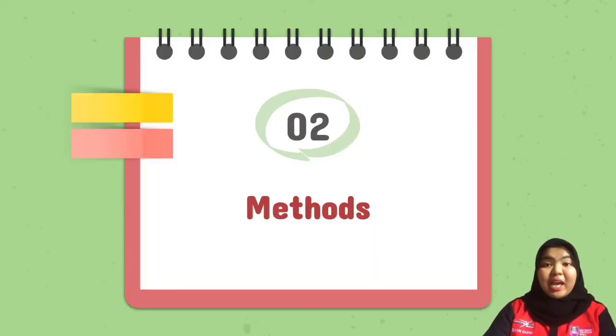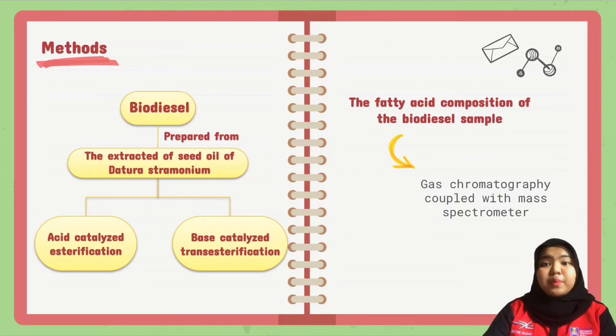Assalamualaikum and hi, I'm HASHIM. I'm going to talk about methods. Biodiesel was prepared from the extract of oil of Datura stramonium by a 2-step process, comprising acid catalyst esterification followed by base catalyst transesterification. The fatty acid composition of the biodiesel sample was analyzed by gas chromatography coupled with mass spectrometer.